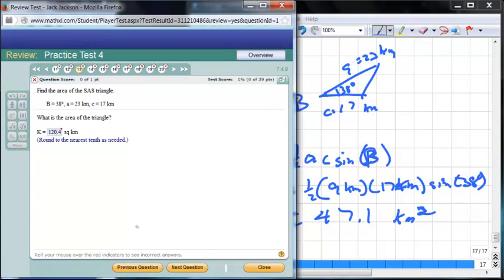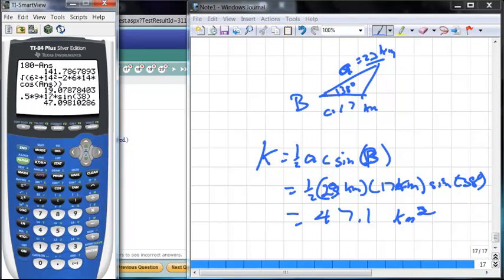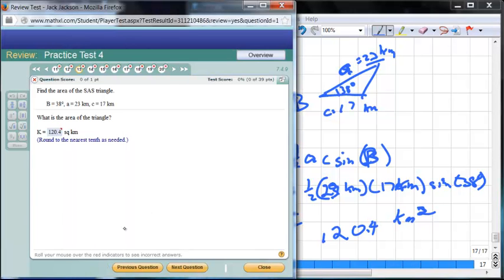Oh, where did I get 9? It's 23. Oh, that was A. I can't read my own writing. 23. Okay, try again. 0.5 times 23 times 17 times the sine of the 38. There we go. About 120.4 square kilometers.